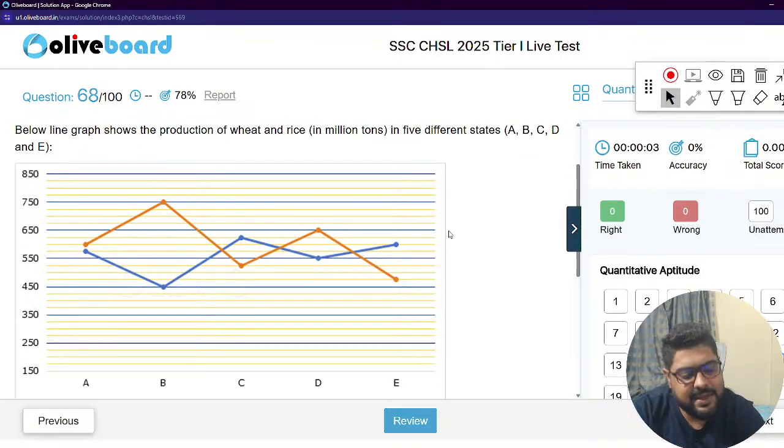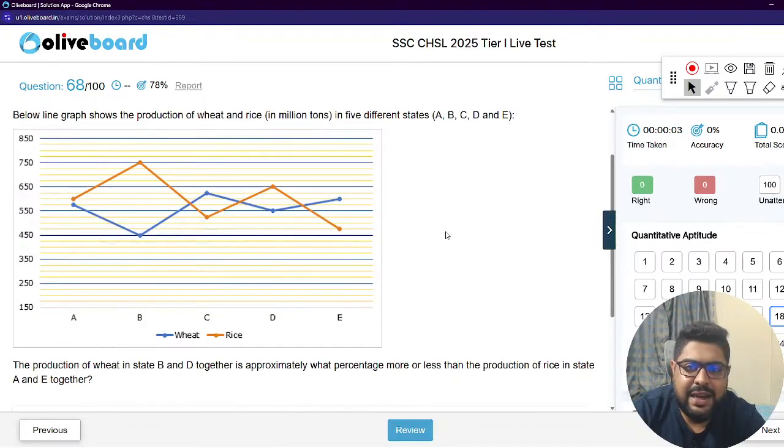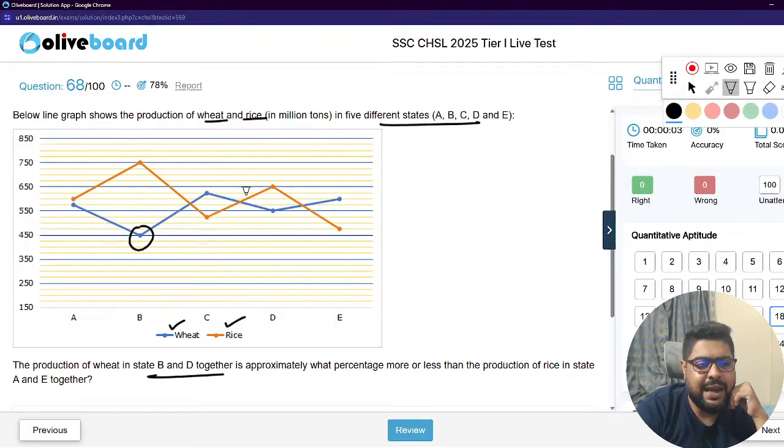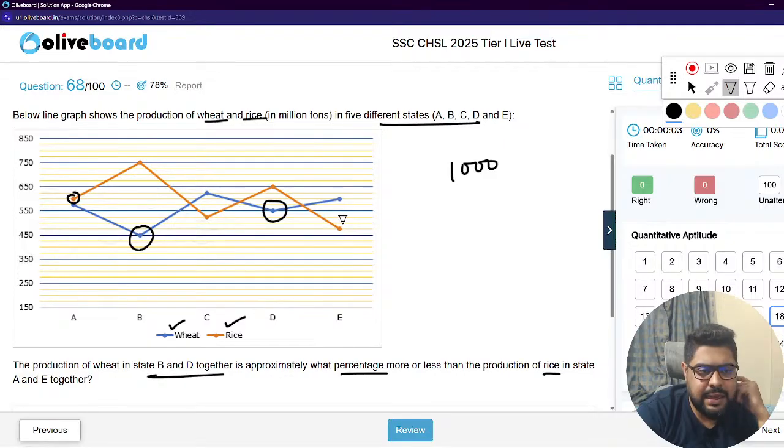Okay, again for this question, everyone, I need to zoom out a little bit, otherwise I cannot see the question. I hope you guys can see this. So wheat and rice in 5 different states. The production of wheat in states B and D together, 550 and 450, total is 1000. What percentage more than rice in states A and E? Rice, it is this, and E is this.